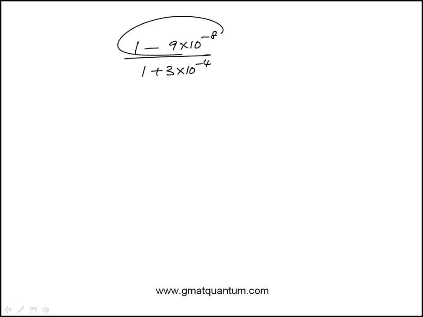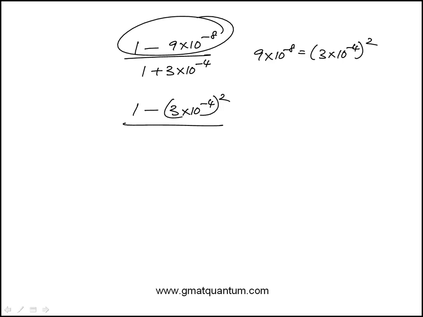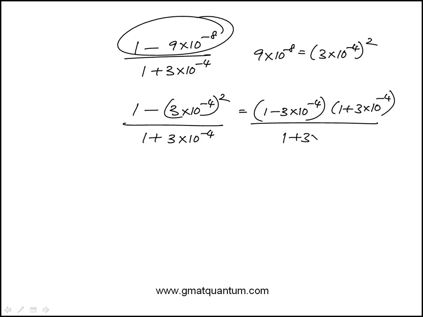If you notice, that is 9 times 10 to the minus 8, a square of 3 times 10 to the minus 4. So essentially it's the same form, 1 minus x squared over 1 plus x. So this is going to become 1 minus 3 times 10 to the minus 4, times 1 plus 3 times 10 to the minus 4, over 1 plus 3 times 10 to the minus 4. And then these cancel out.